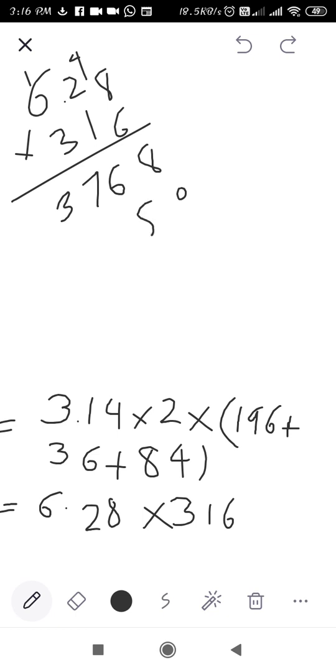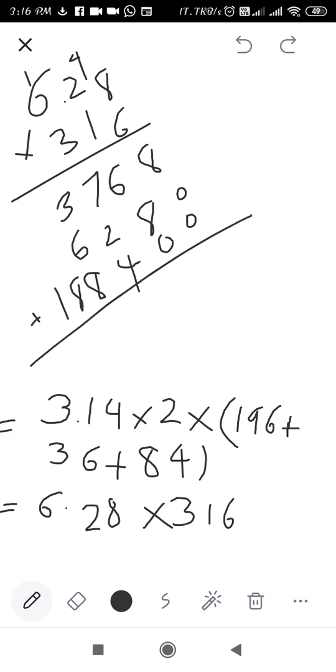Okay. 8 ones are 8, 2 ones are 2, 6 ones are 6. 8 threes are 24. 4 you will write, 2 carry. 3 twos are 6 plus 2, 8. 6 threes are 18. Now you will add all these numbers and get the final answer.